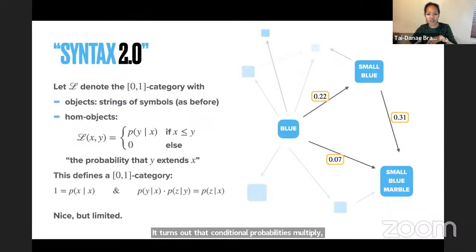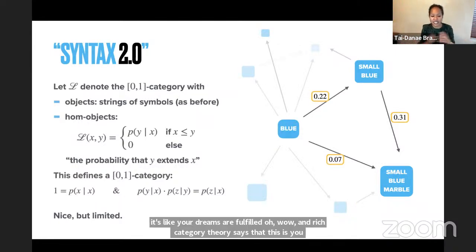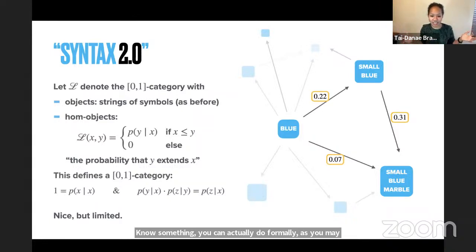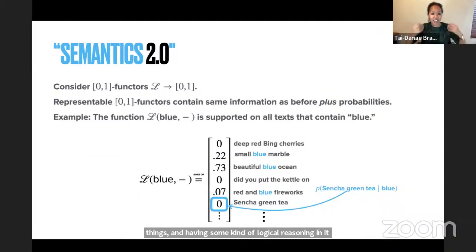So all I'm saying here is that if you want to decorate these arrows with these conditional probabilities of continuation, it's like your dreams are fulfilled. Oh wow, enriched category theory says that this is something you can actually do formally. As you may guess, this is nice, but it's limited as before. I can't combine anything, there's no notion of concepts or combining things and having some kind of logical reasoning in it. So again, you want to then pass from that category to 0-1 functors on that category. And when you do this, you will find that representable functors, like before, have the right support. So as an example on this slide, you can look at the enriched representable functor of the word blue.